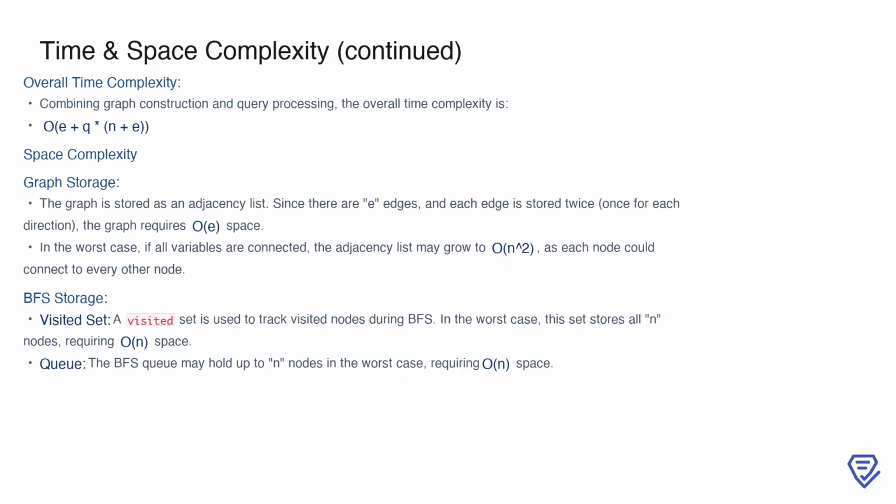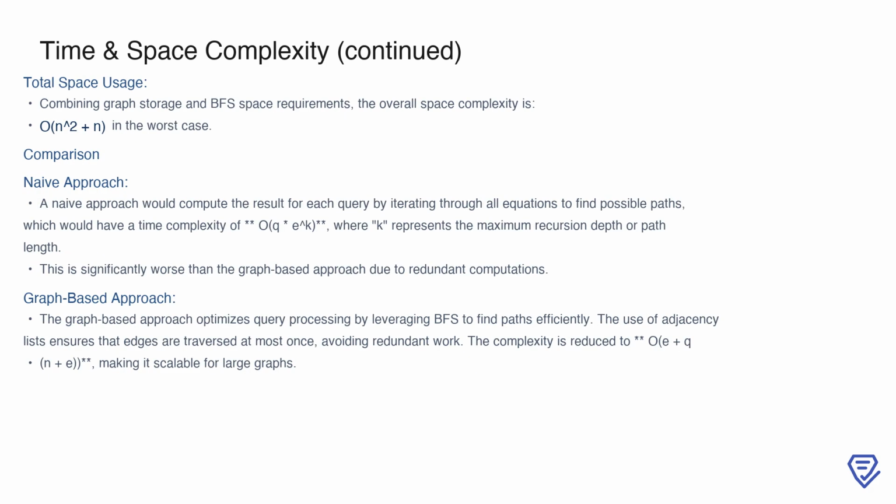During BFS, additional space is used for the visited set, which stores all n nodes in the worst case, requiring O(n) space. The BFS queue also holds up to n nodes at once, contributing another O(n). When we combine graph storage and BFS space requirements, the total space complexity in the worst case is O(n² plus n).